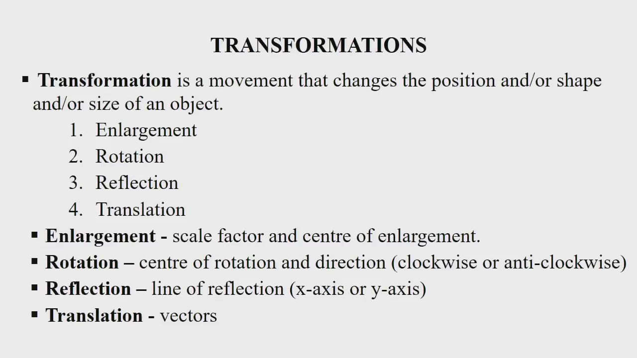What is transformation? Transformation is the movement. It's a movement that changes the position of a shape and or the size of an object. We've got four types of transformation. Number one, we've got enlargement. Number two, we've got rotation. And then number three, we've got reflection. And number four, we've got translation. Those are the four types of transformation.